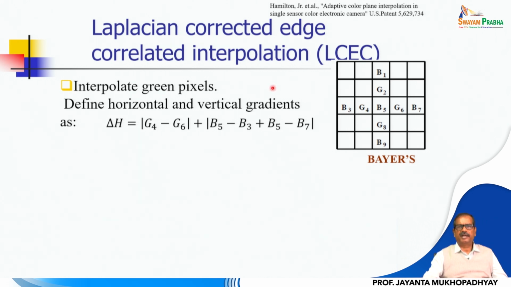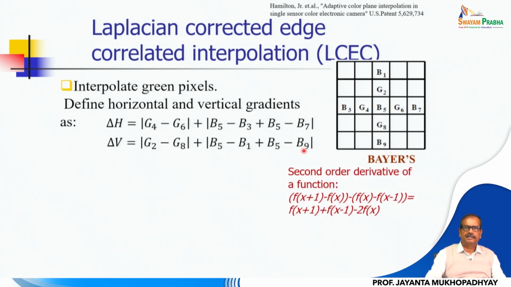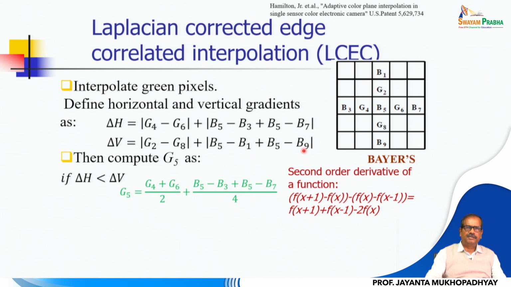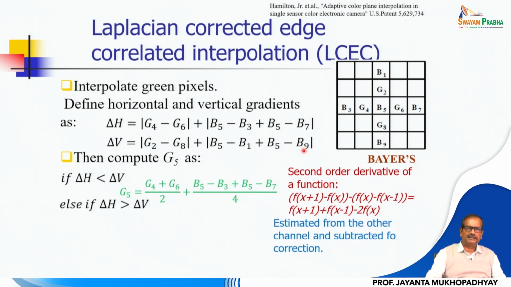So for example, we have the options of taking the average in all 4 directions. For example, for green, at this point we want to get green pixels. Instead of taking the average of all 4, I will compute the gradient along these directions and along these directions. And then whichever is less, I will use it for that, right?